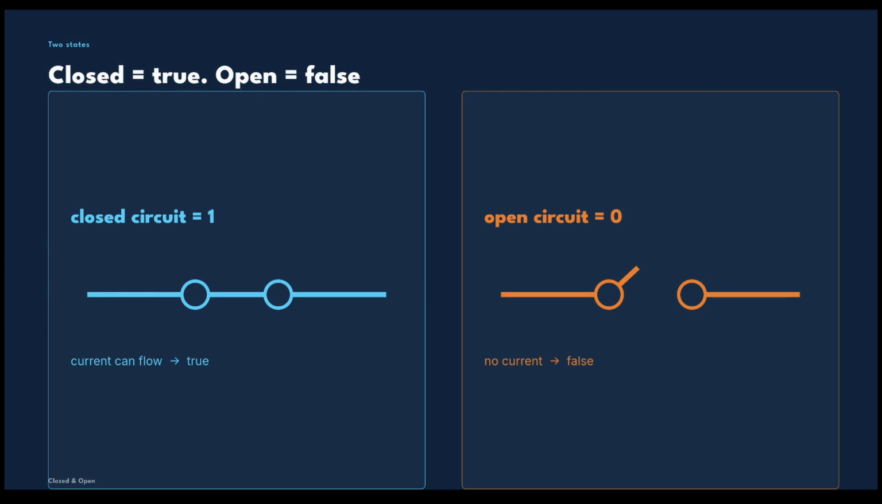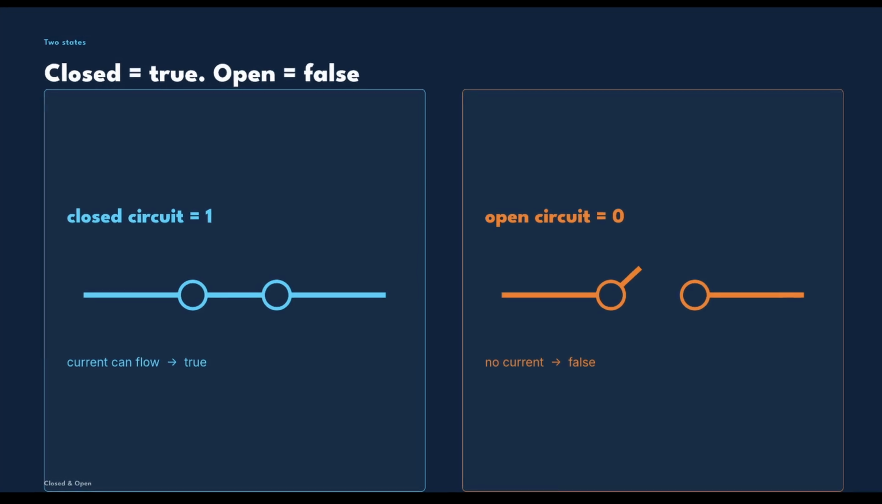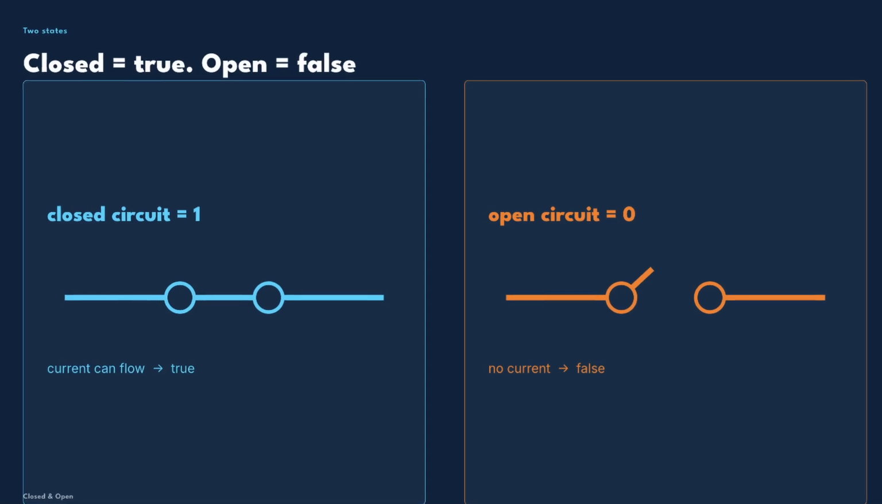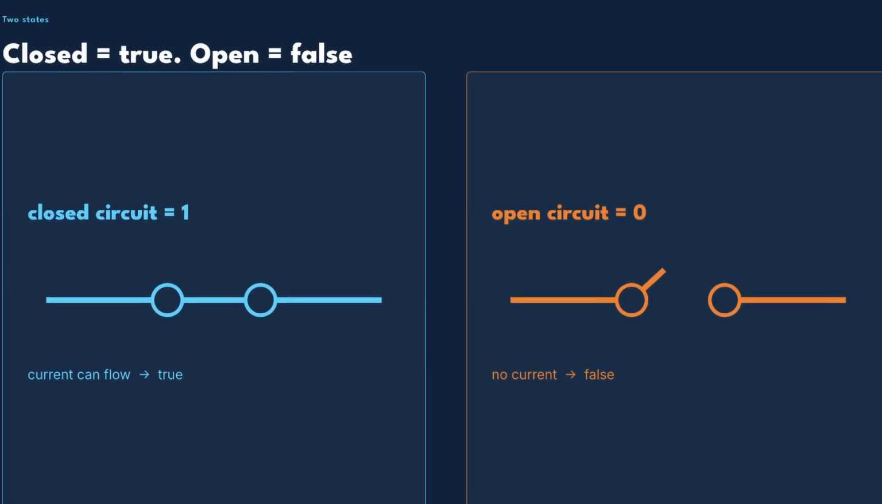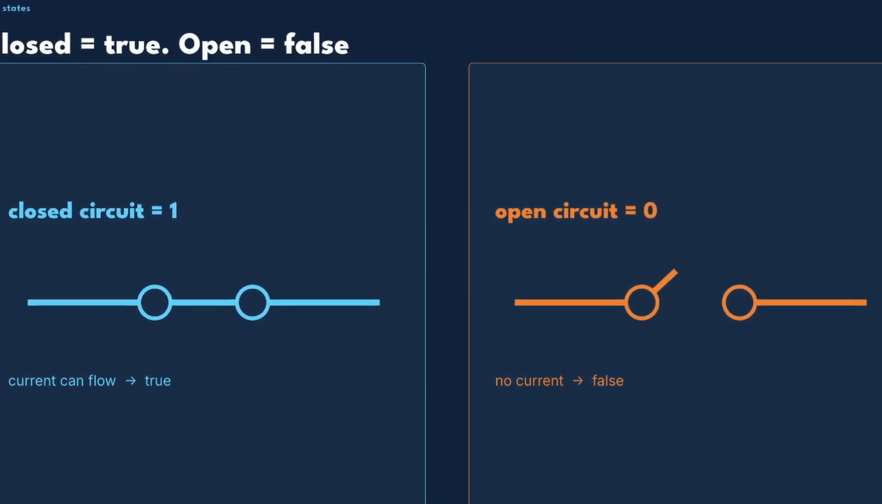Electricity can flow across a closed circuit, but not an open one. So a circuit has two states. 1 equals closed circuit, current can flow, or true. 0 equals open circuit, no current, false.